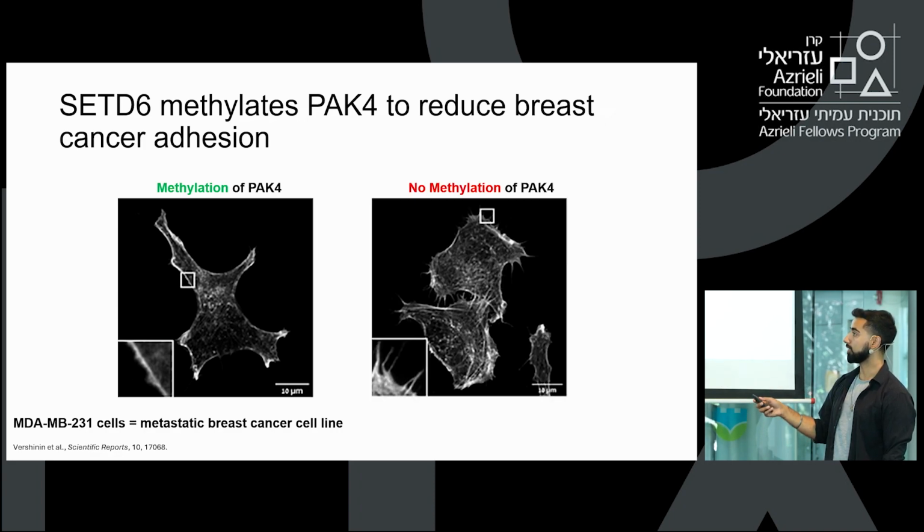However, when we manipulate the cell to force conditions where we have no methylation of PAK4, we can see the morphology of the cell changes quite a bit, and we can see that the edge of the cell, the surface, has these spikes which come out, and these are called actin structures, and they're needed for the cell to adhere to surfaces.